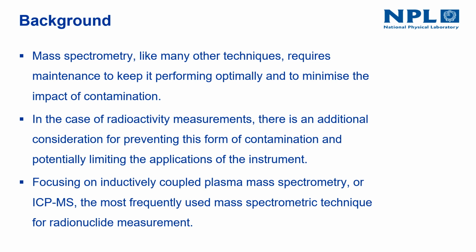This tutorial will focus on inductively coupled plasma mass spectrometry, or ICP-MS, as this is the most frequently used mass spectrometric technique for radionuclide measurement. There are a number of other mass spectrometric techniques used for radionuclide measurement, including thermal ionization mass spectrometry or accelerator mass spectrometry. And while some of the things covered in this tutorial will be familiar across techniques, there are going to be specific considerations for different instrument types that need to be considered.